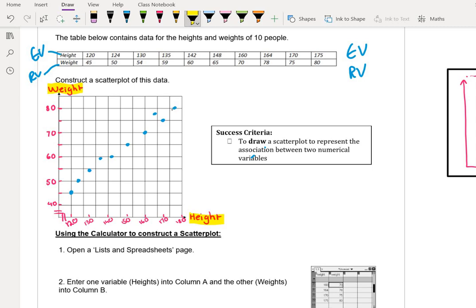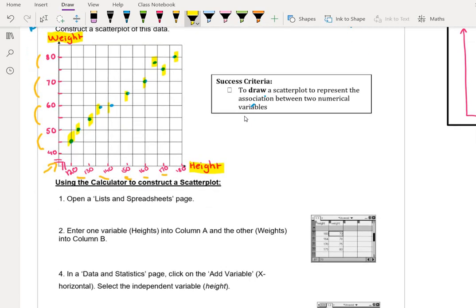After that, you want your scales to be consistent, going up by the same amount every time. If you're not starting at 0, you need to indicate that by putting a break there. The rest is just putting the data in as dot points. As you can see, there's a bit of a correlation there. There's a relationship you can see between height and weight.